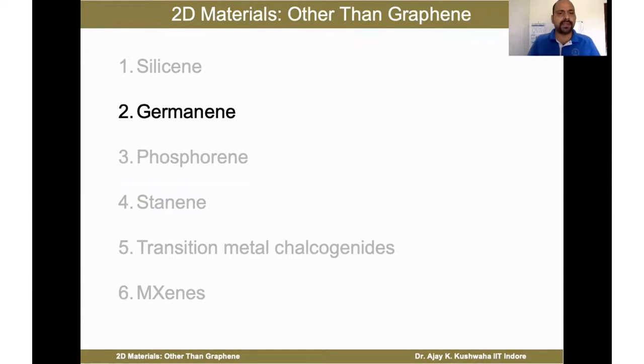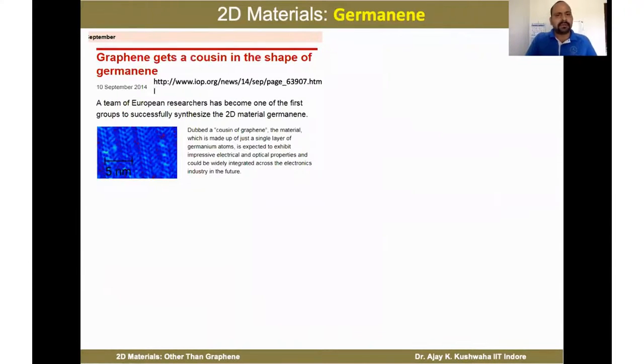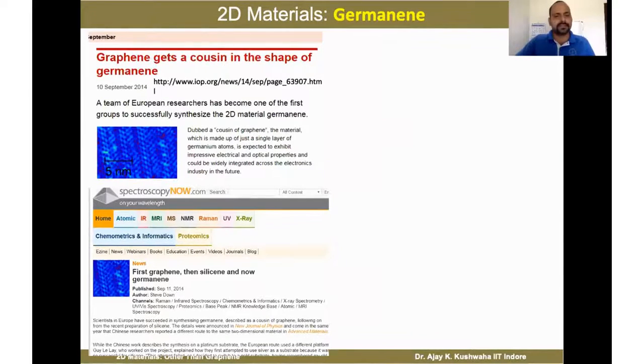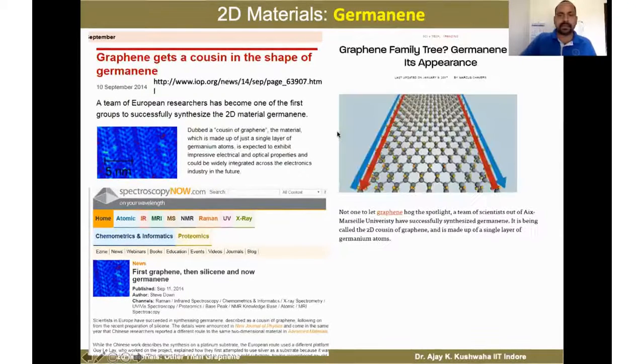Now the next class of material is germanene. This is again the same, because it's under the same group as silicene and germanene. But it also received a lot of popularity. After silicene, germanium came into the picture, and graphene got a cousin in the shape of germanium. This was the news. Another news says first graphene, then silicene, and now germanium. It was in September 2014, 11 September. This news was 10 September, and then the graphene family tree, germanium, its appearance.